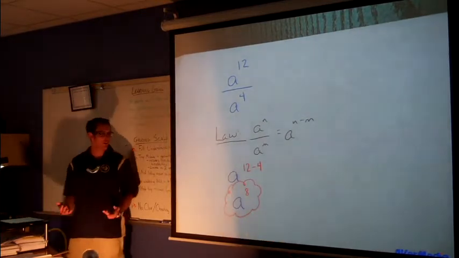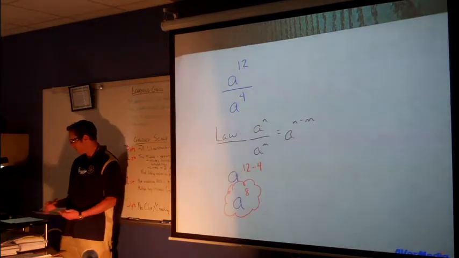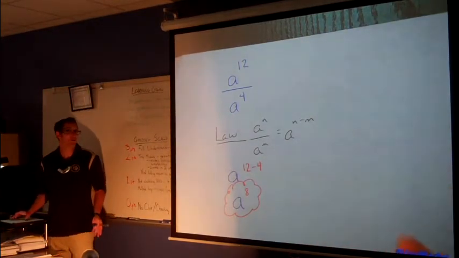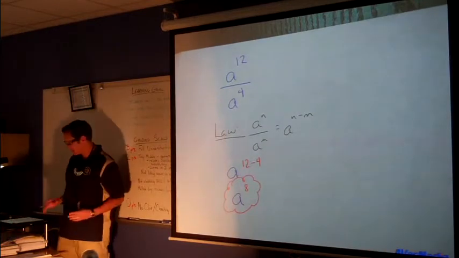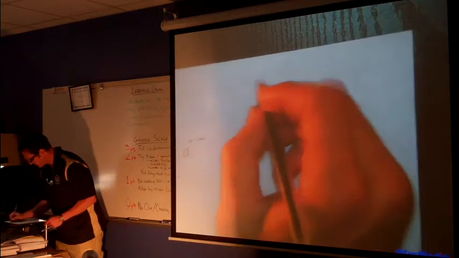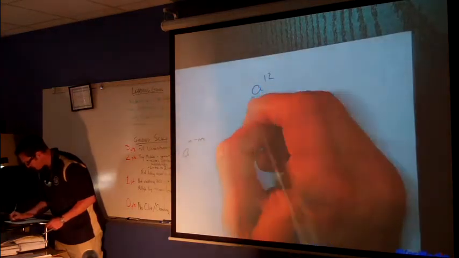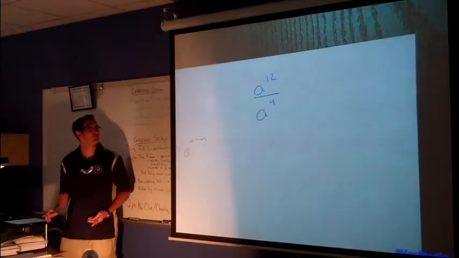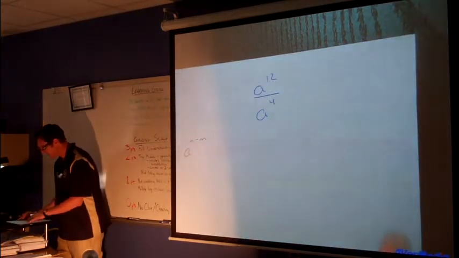You can also look at this example in the way of canceling, which again, I'm more comfortable with. It's all a matter of what you're comfortable with, what's going on with your brain. So in the same example, if you have a to the 12th over a to the 4th, you can think in terms of canceling.